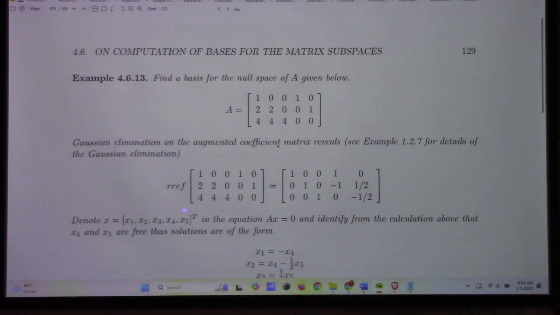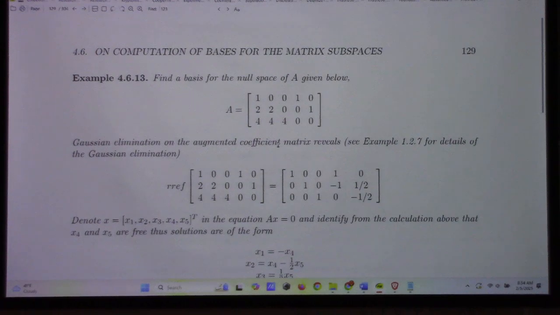So we do the row reduction, and you get this, all right? To find the basis for the null space, all we do is take this and write down the corresponding homogeneous equation solutions, right? So this first top row tells me that x1 is equal to minus x4. This guy tells me that x2 is equal to x4 minus 1/2 x5. And this third row tells me that x3 is equal to 1/2 x5, right?